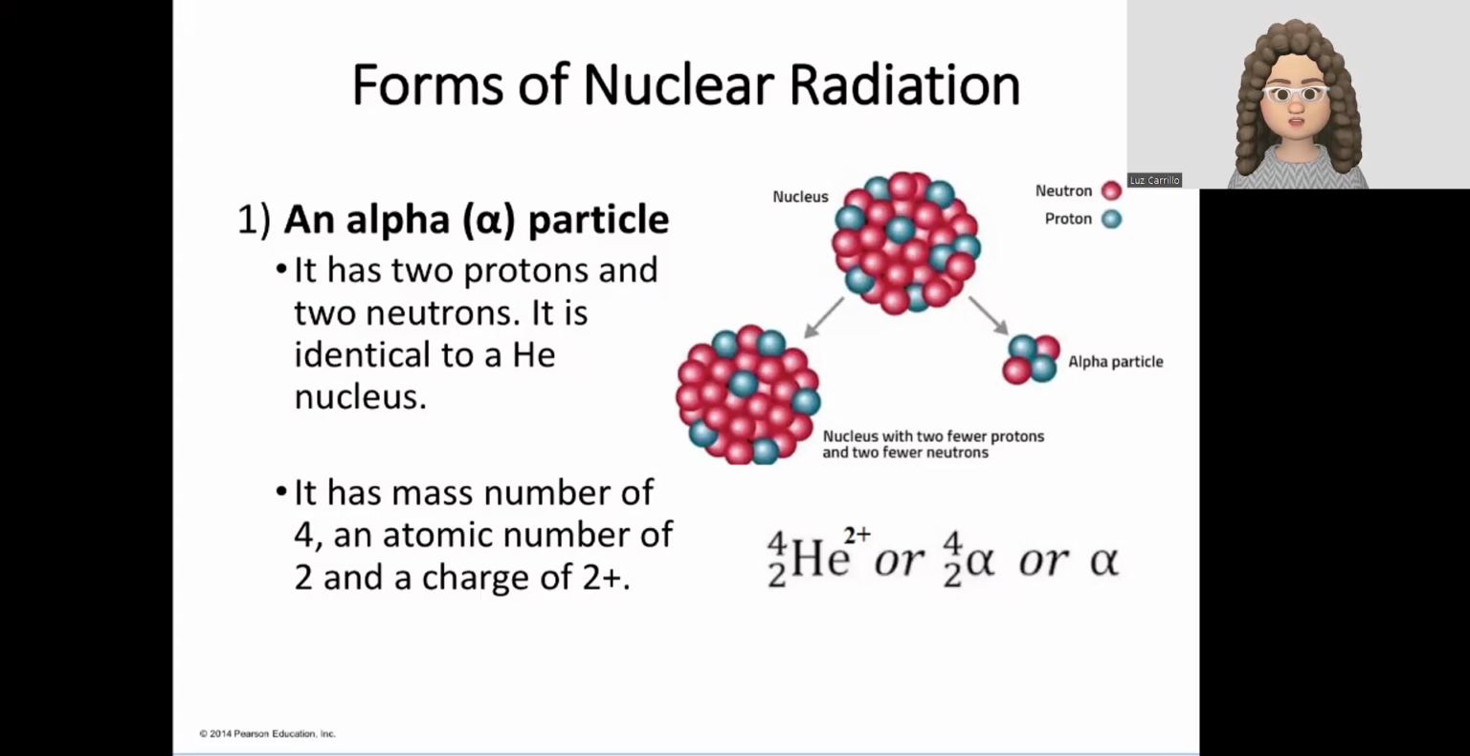An example of a radioactive isotope that is able to release an alpha particle will be uranium-235. The atomic number of uranium is 92. When uranium-235 releases that alpha particle, let me write the designation. So we write 4,2He2+.